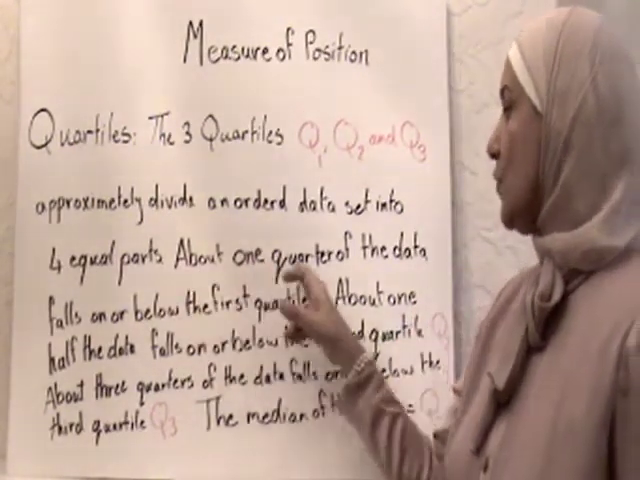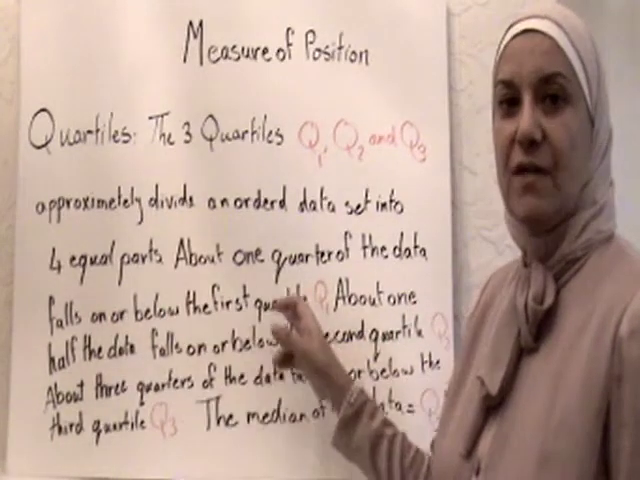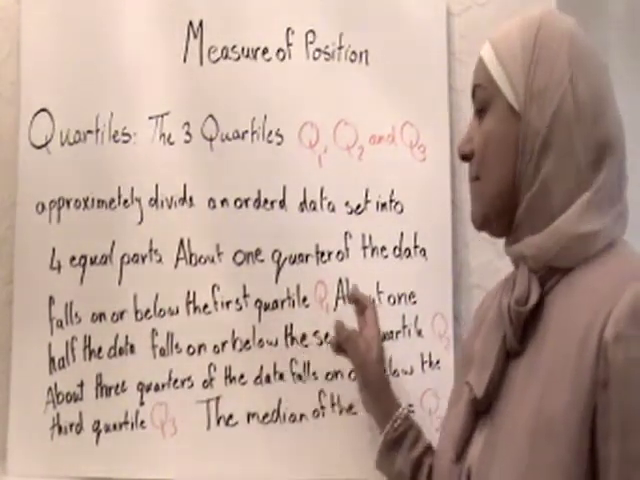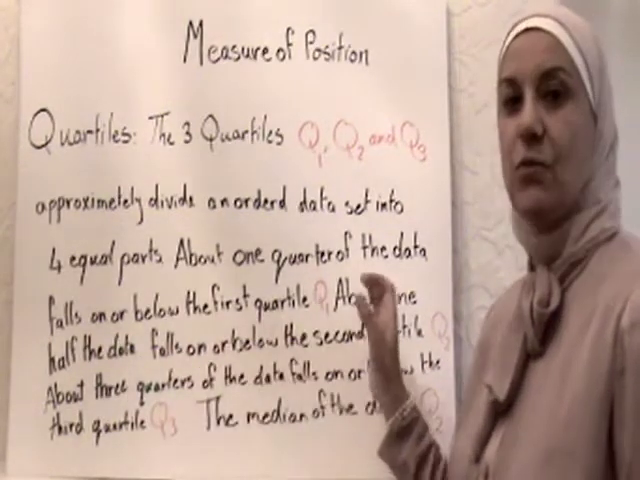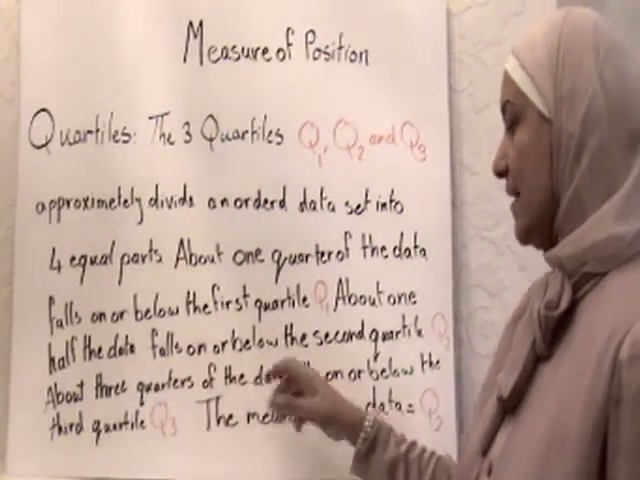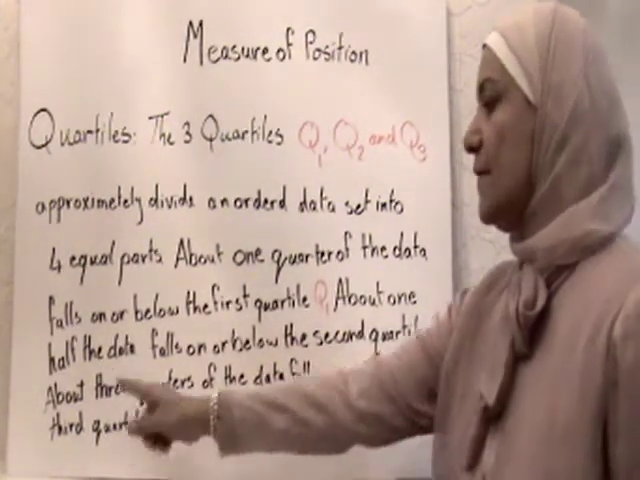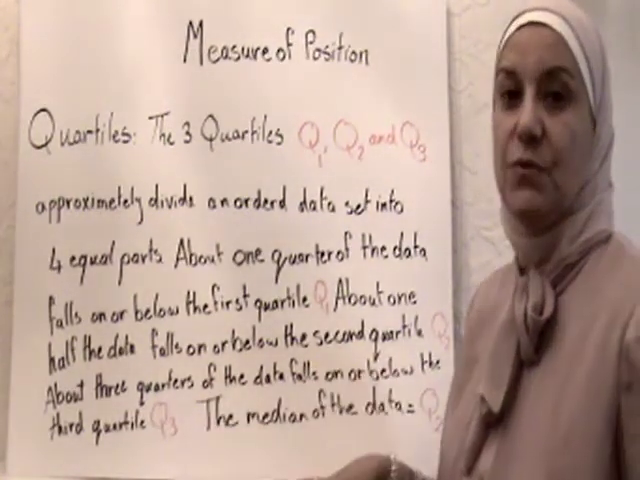Now, about 1/4 of the data falls on or below the first quartile, Q1. About 1/2 of the data falls on or below the second quartile, Q2. About 3/4 of the data falls on or below the third quartile. The median of the data is Q2.